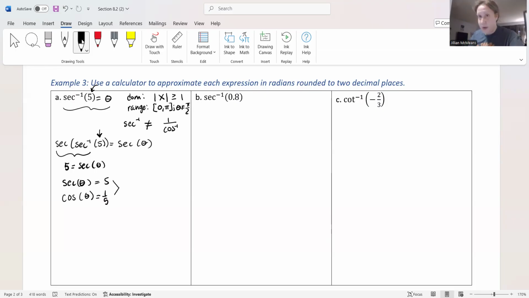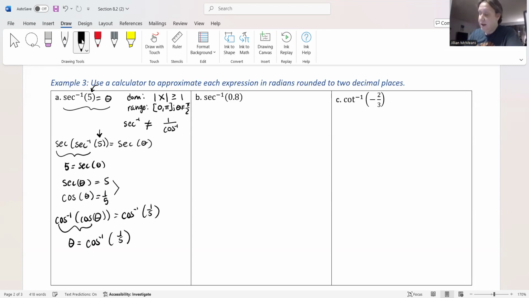But this still doesn't help us, because we need to find some way to find the inverse secant of 5. So let's take the inverse cosine of both sides of this. We're going to take inverse cosine of cosine of theta and inverse cosine of 1/5. Well, as long as theta is something in our domain, inverse cosine and cosine just unravel each other. So that leaves me with theta equals inverse cosine of 1/5.